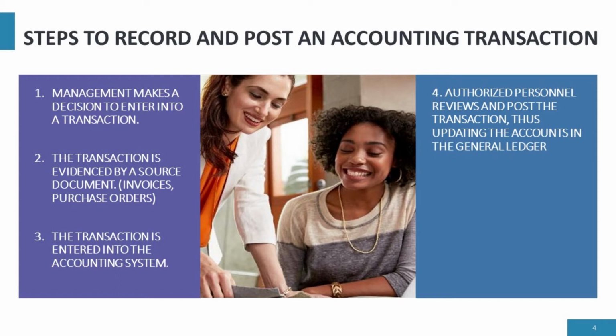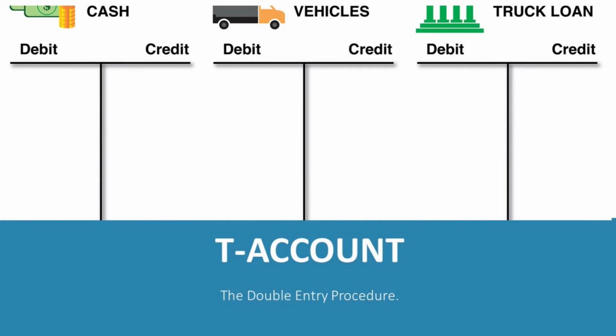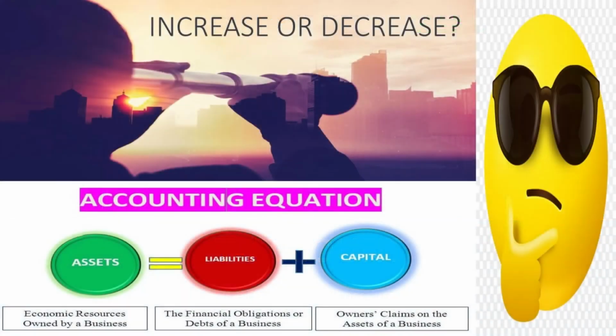But how do we know that we are entering the results of these transactions accurately? The double entry procedure requires that for every debit entry, there should be an equal credit entry. This entry should also be equal in dollar value. Debit entries are placed on the left side of the account, while a credit entry is placed on the right. When analyzing the effects of a transaction, it is always important to refer to the accounting equation, as you will need to determine whether the transactions increase or decrease the assets, liabilities, or capital of the business.